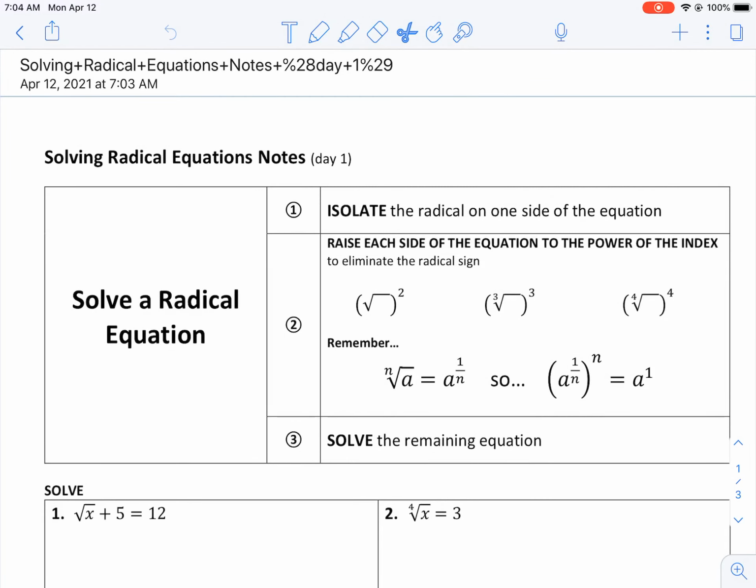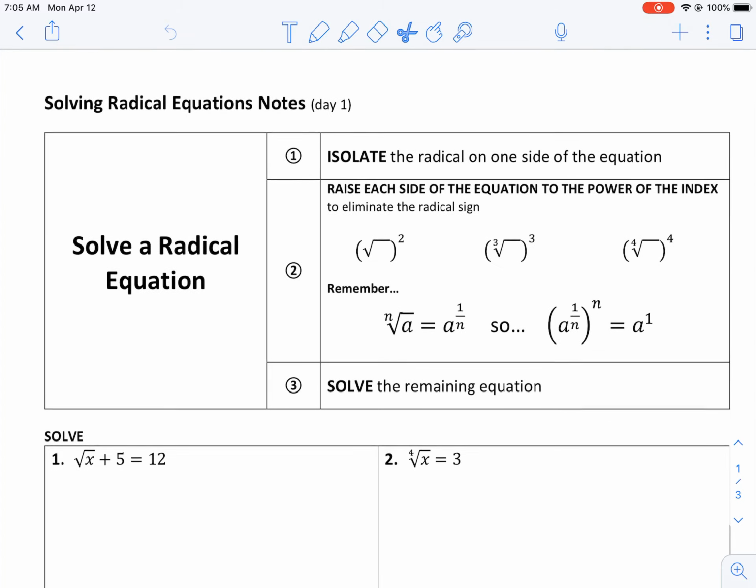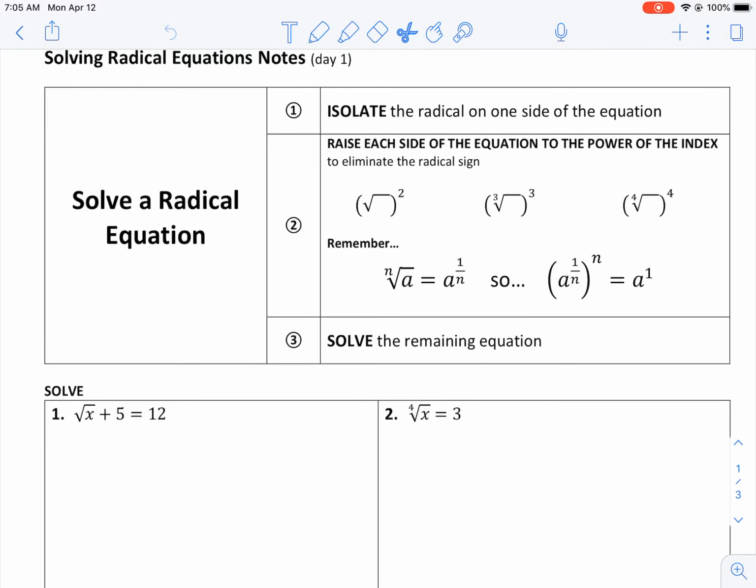Hello, in this video I'm going to be going over how to solve radical equations. Now, these equations aren't really that much different than solving regular equations. You've got different kinds of radicals in there.